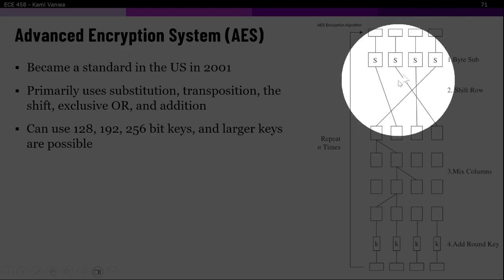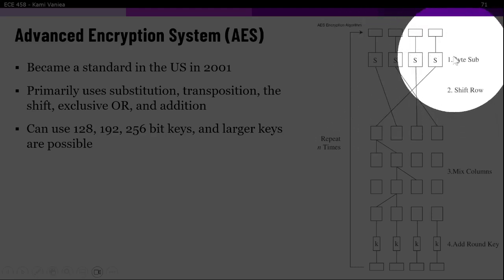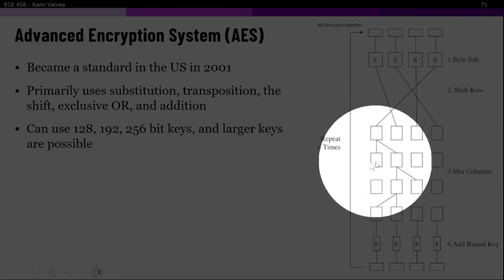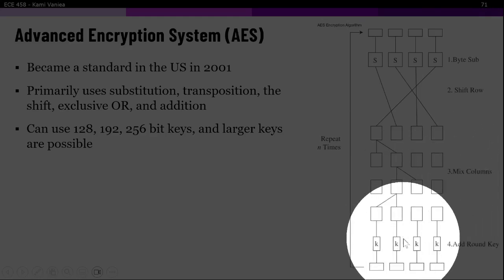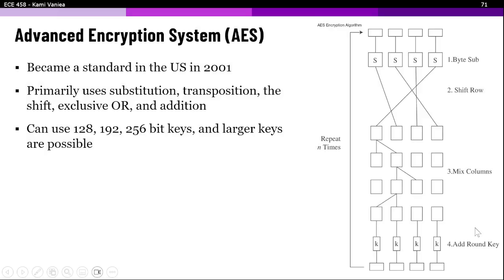It takes in a key, does a bit switch, does some substitutions, mixes columns, and adds what it calls the round key. So it's basically doing an XOR or addition of a round key, and then it does this whole thing again.